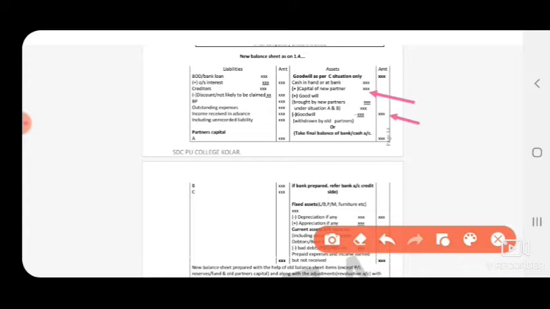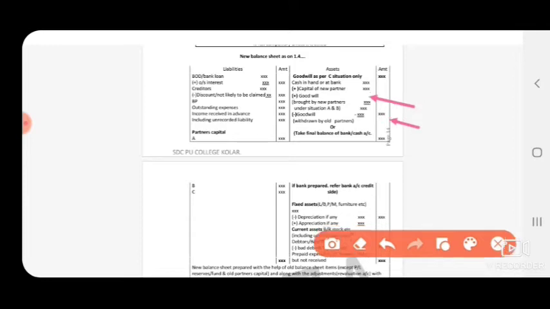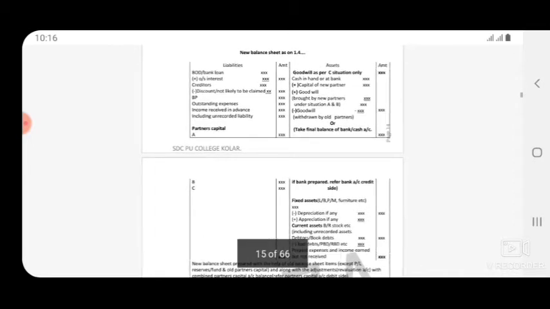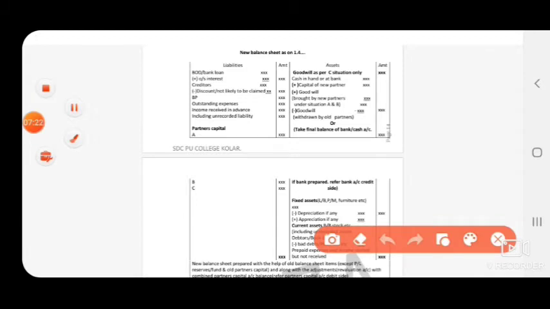Next, other assets like assets, depreciation, fixed assets, land and building, plant and machinery, furniture. If you get depreciation, we have to minus. Appreciation should be added.